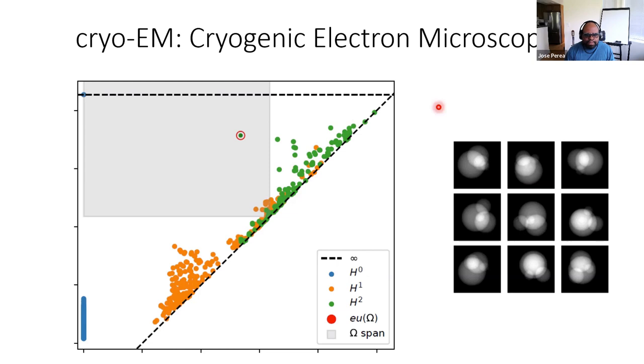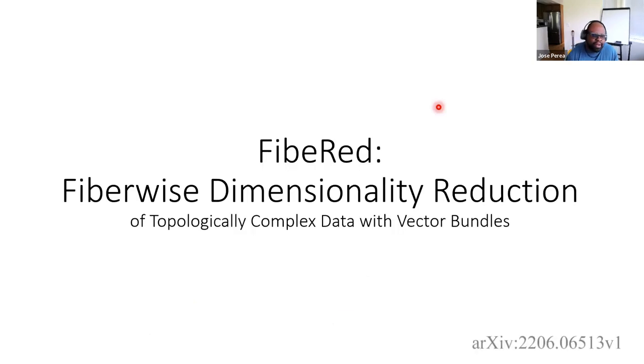So in the last portion of the talk, I want to mention, again, the most recent work about how we use these ideas of fiber bundles or vector bundles and characteristic classes to inform dimensionality reduction algorithms. So again, this came out this morning on the arXiv.